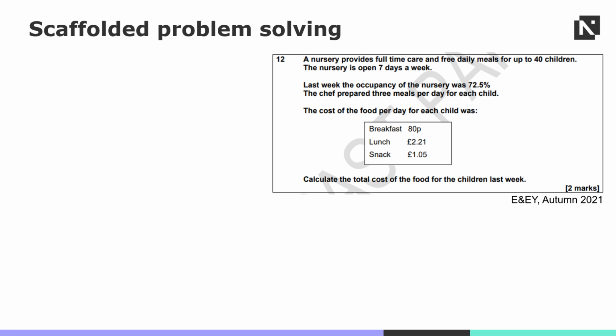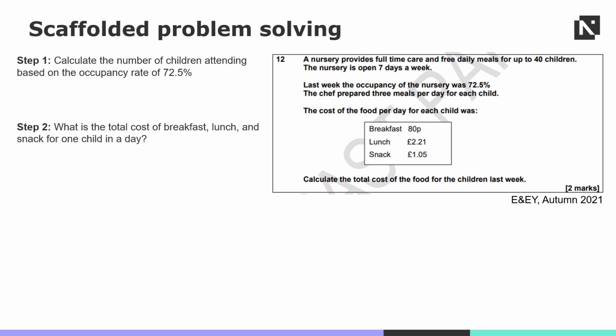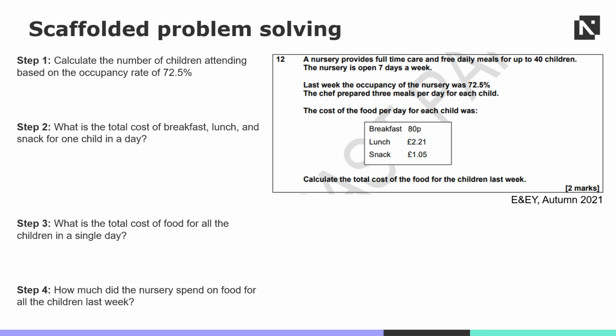Okay, so my suggestions here would be that the first step would be to calculate the number of children attending the nursery based on the occupancy rate given of 72.5%. Then, once they've calculated how many children, they could work out the cost of the meals for one child for one day, so you're adding up breakfast, lunch and snack for one child. Then you can work out the cost for all of the children for one day, so you'd multiply it by your answer for the total occupancy of children. And then finally, the nursery is open 7 days a week, so you would need to work out how much the nursery spent on food for the full week, so multiplying your answer by 7.